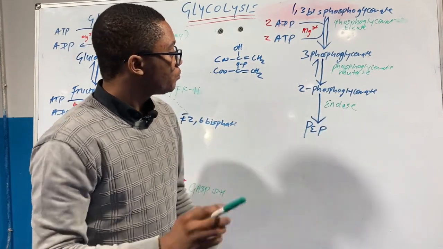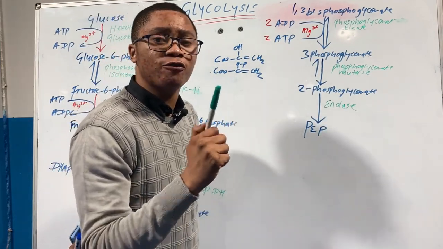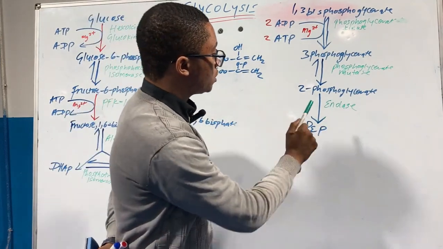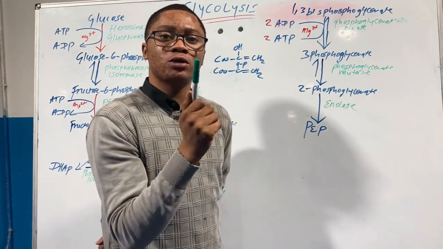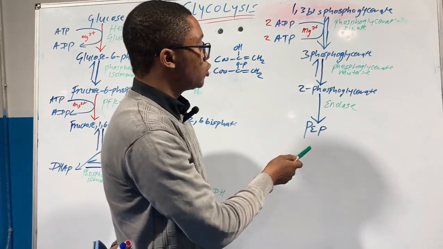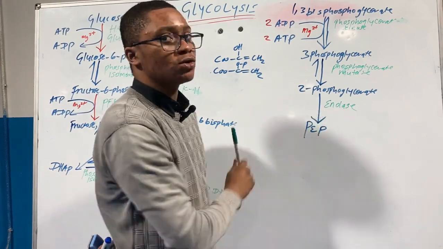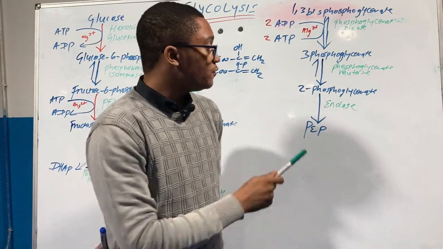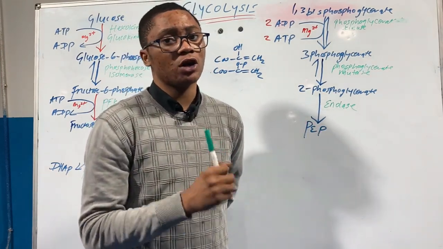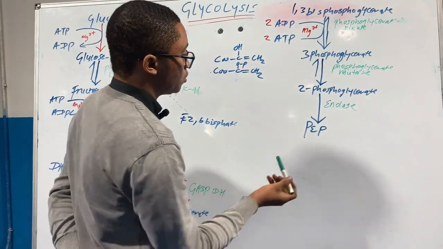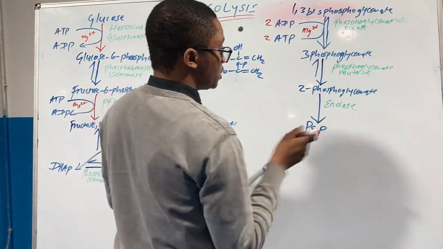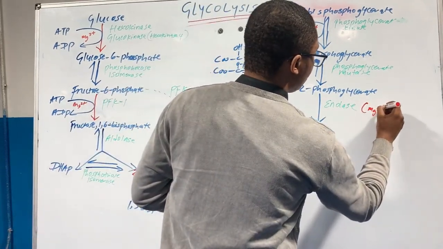This is very important in the estimation of sugar in the blood. When we take blood for sugar level estimation, fluoride or sodium fluoride is always added to the blood so that it irreversibly binds to enolase to stop the process of glycolysis. If this is not added, then the level of sugar estimated will be incorrect. That is why fluoride is always added. This enzyme requires magnesium ion.